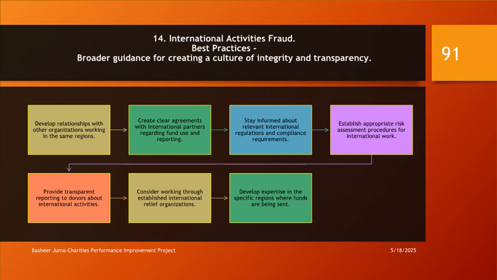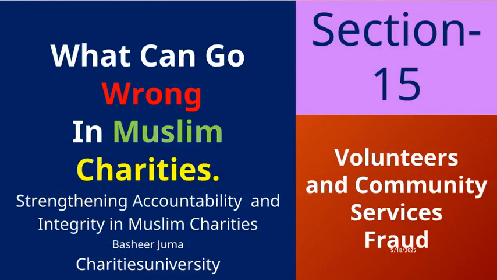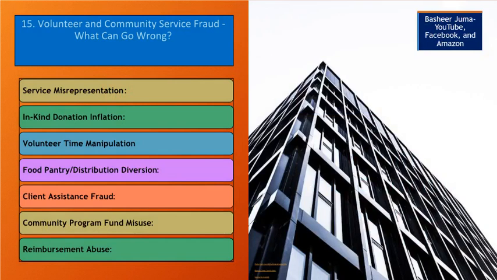Section 15: Volunteers and Community Services Fraud. What can go wrong? Service misrepresentation, claiming volunteer services not actually provided. In-kind donation inflation, overvaluing donated goods or services. Volunteer time manipulation, issuing false verification of community service hours.